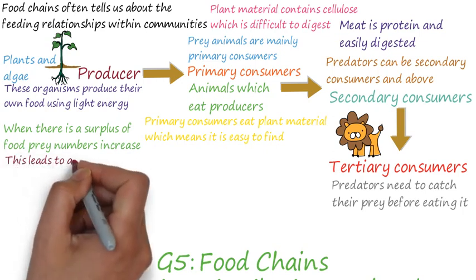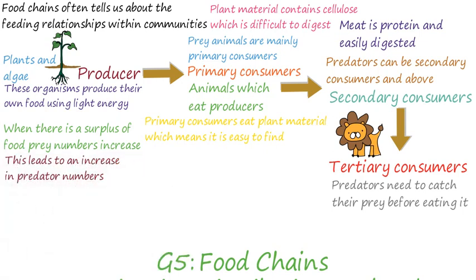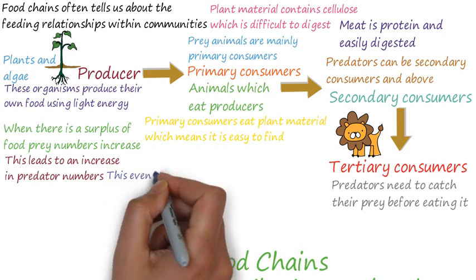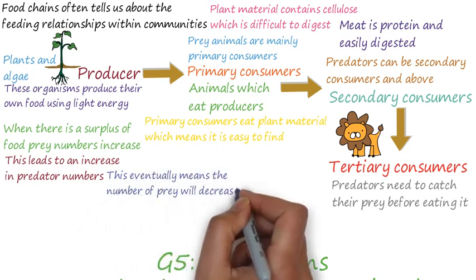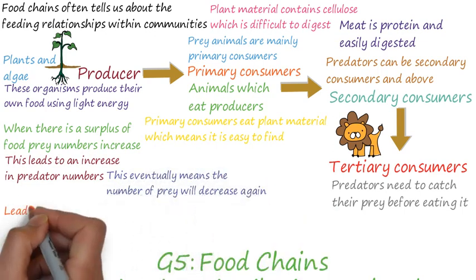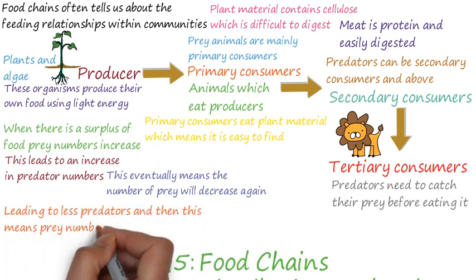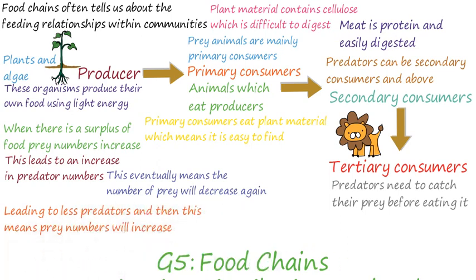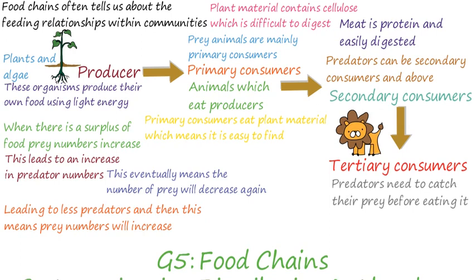Predator and prey numbers can vary in a food chain. When there is a surplus of food, prey numbers increase. This leads to an increase in predator numbers. However, this eventually means that the number of prey will decrease again, due to them being eaten by the predators, which in turn leads to fewer predators, and this means prey numbers will again increase. This cycle takes place in stable communities.